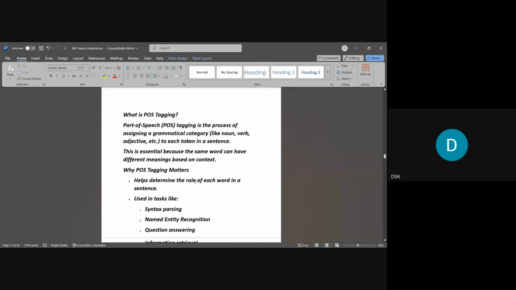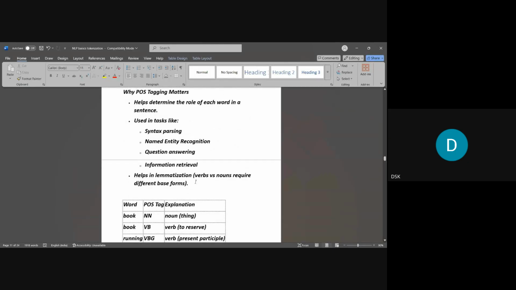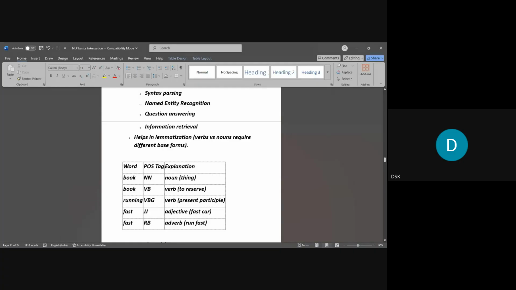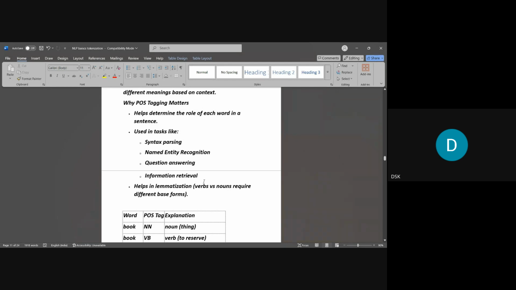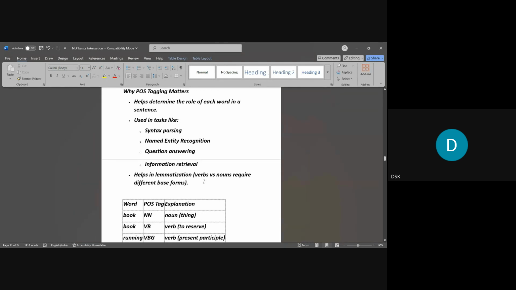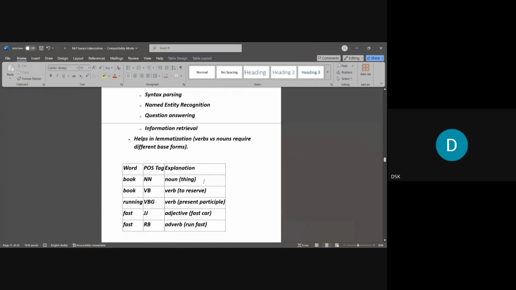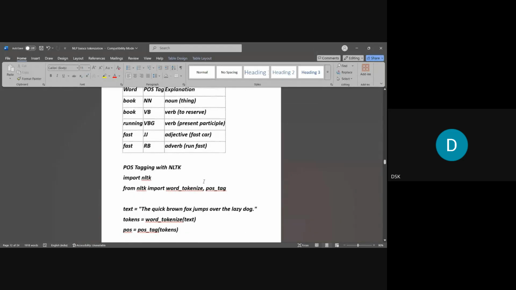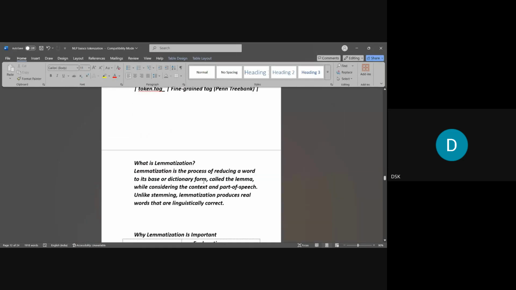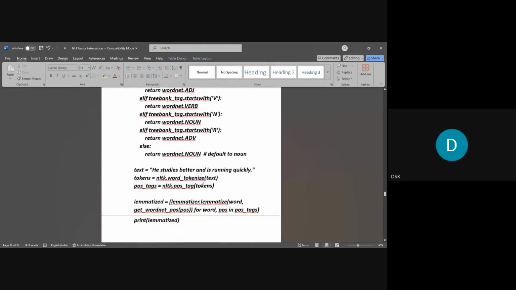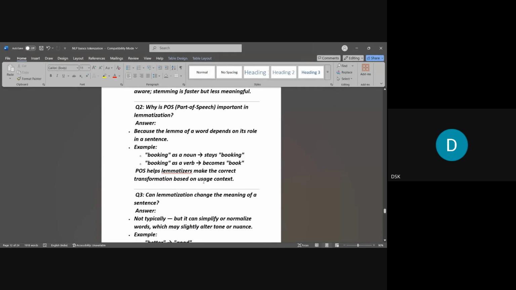And as you can see, POS helps us determine the role of each word in a sentence. It depends. Like for book, it can be a noun, and book can also be a verb, that is, to reserve. So it depends upon the word that is present and what it means. Accordingly, the POS tags are assigned. So POS helps lemmatizers make the correct transformation based on usage in the text.